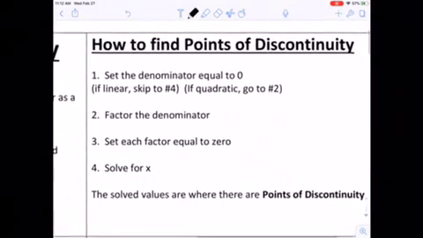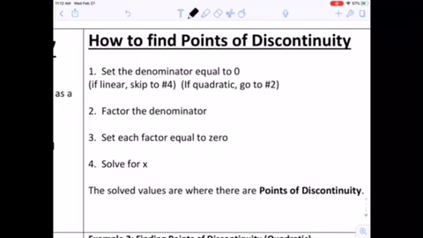How do you find these points of discontinuity? Well, you take your denominator and set it equal to 0. Then, depending on whether you have linear or quadratic: if it's linear, you just go ahead and solve for x. If it's quadratic, you're going to have to factor it and then solve for your variable, okay?